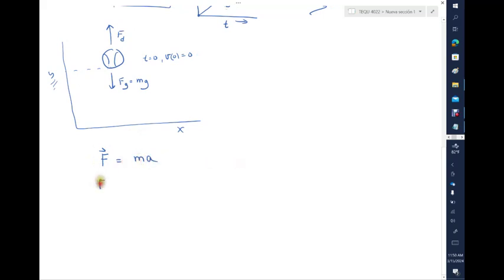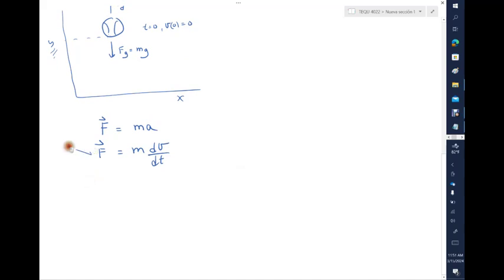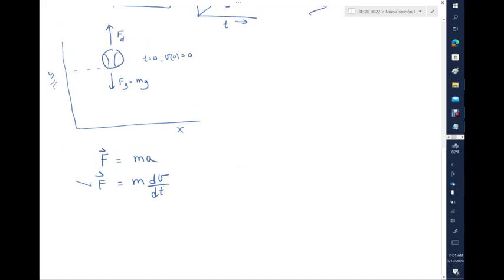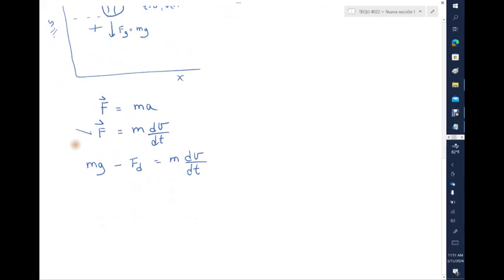The acceleration is the change of velocity with respect to time. So now if I substitute what F is, the net force, and assuming that going down is positive, in this direction, that means mg minus the force of drag equals m times the change in velocity with respect to time. Here we go. What we need now is the definition for the drag force.